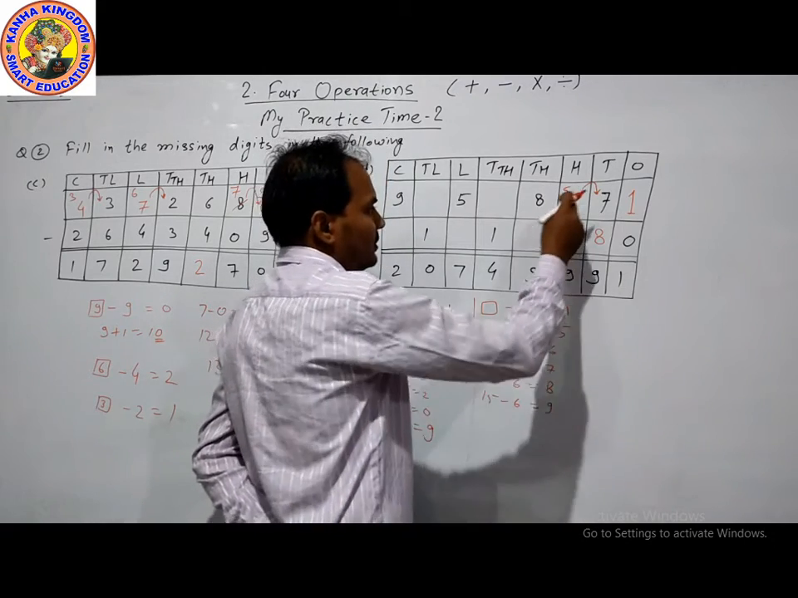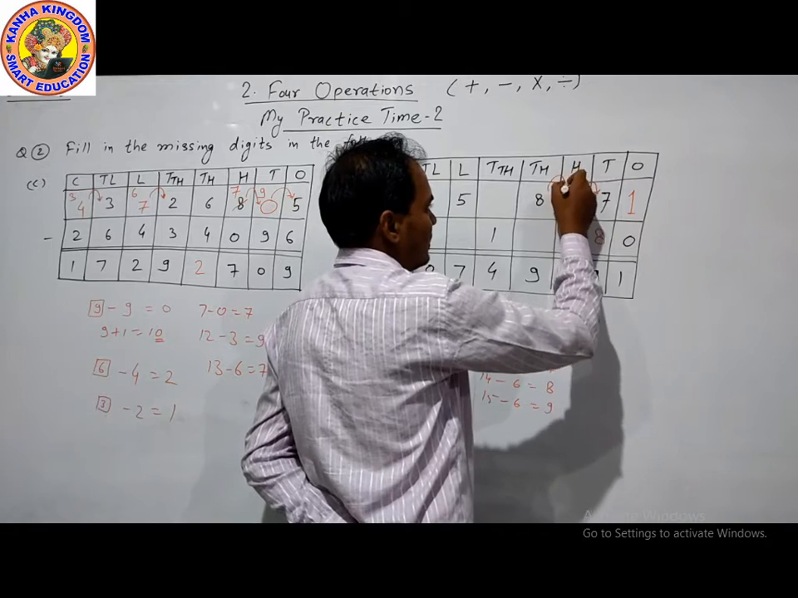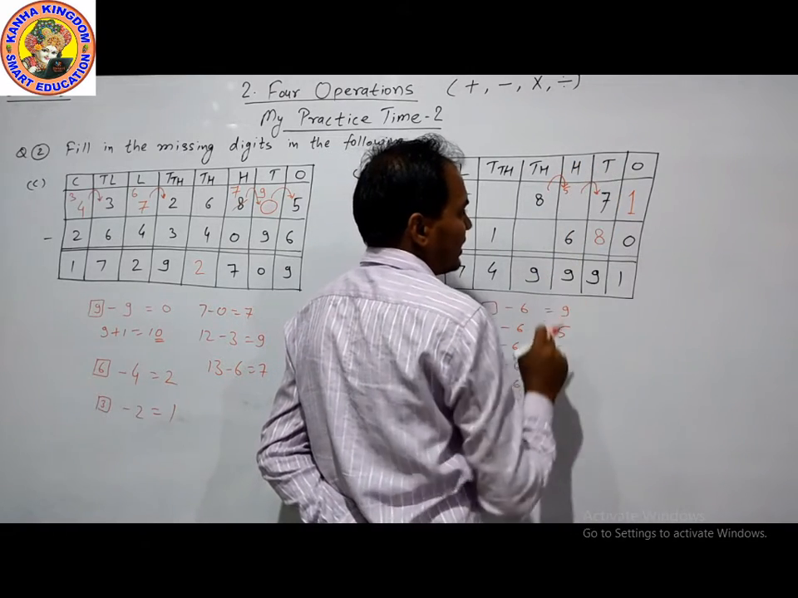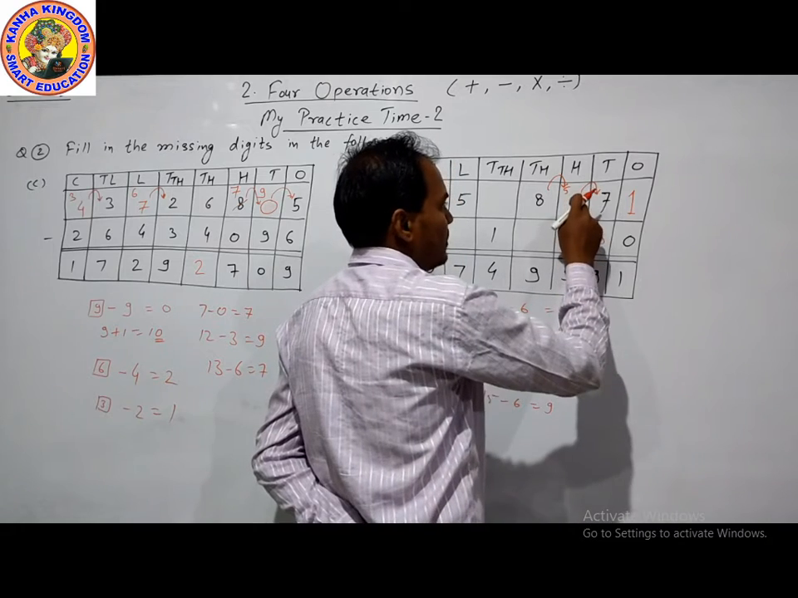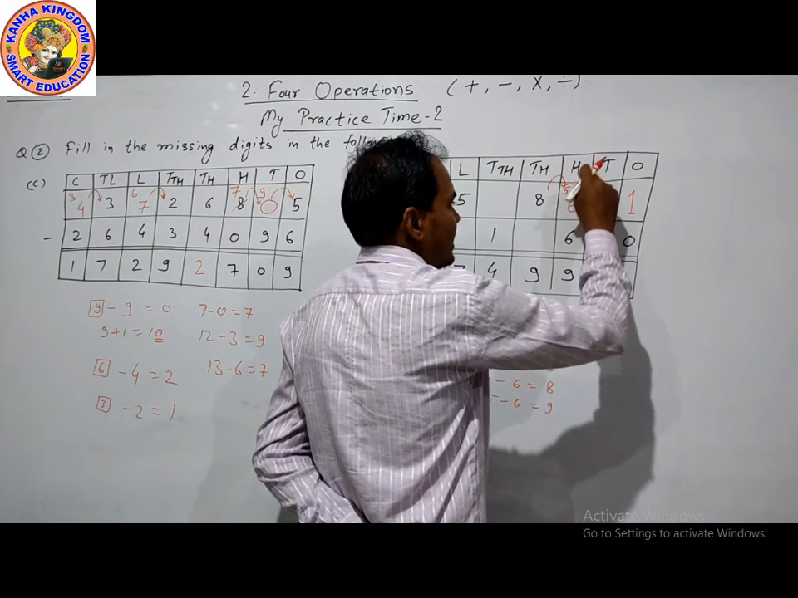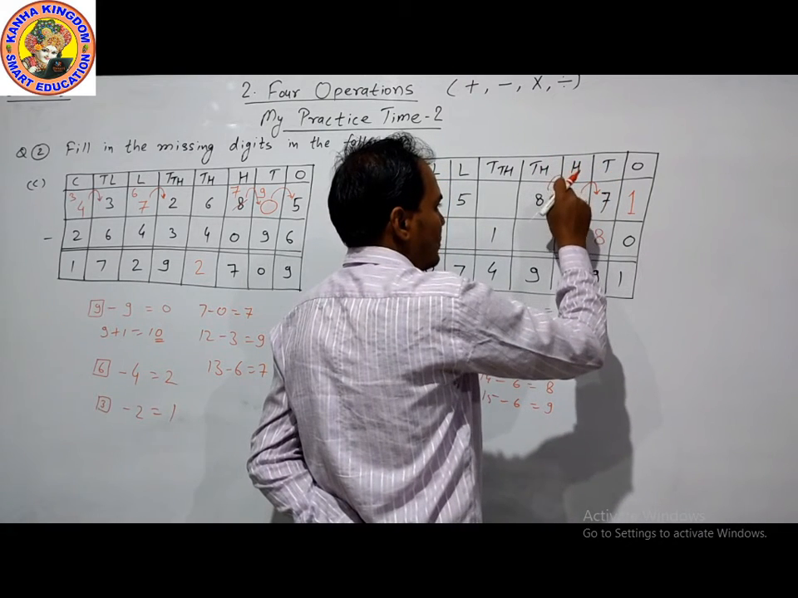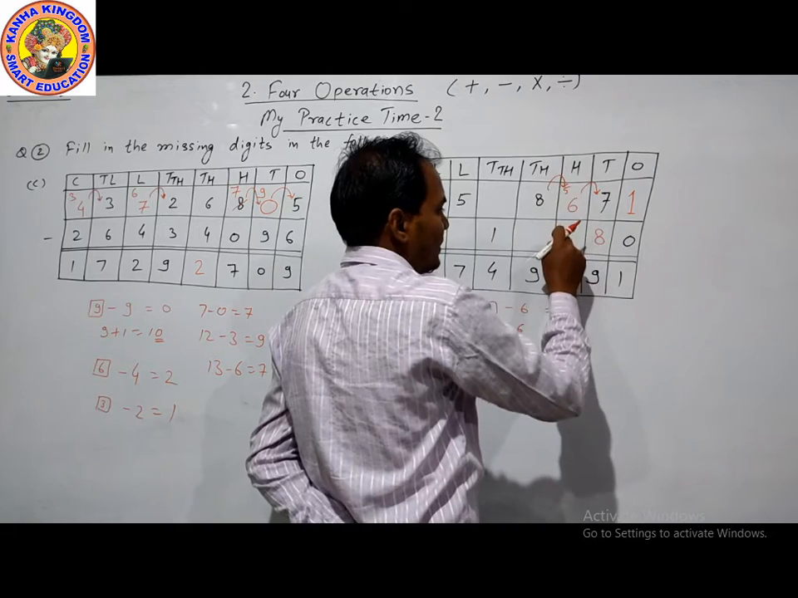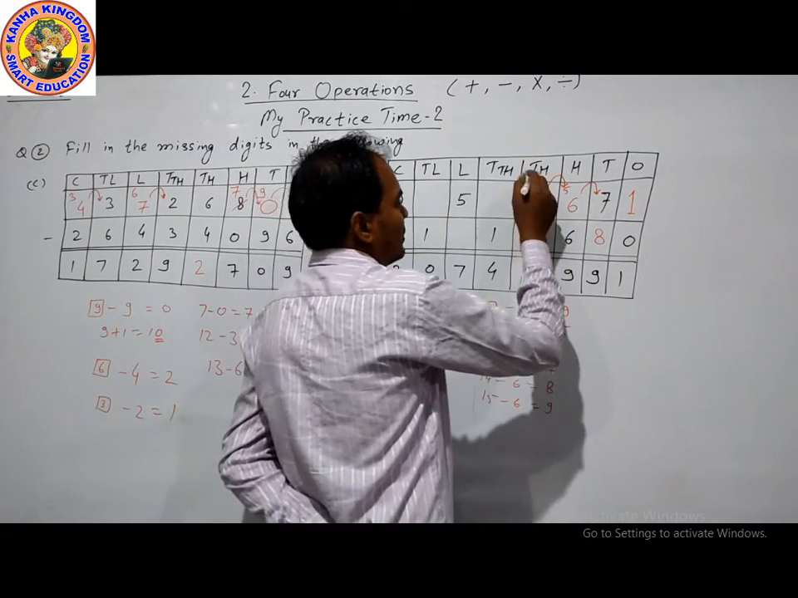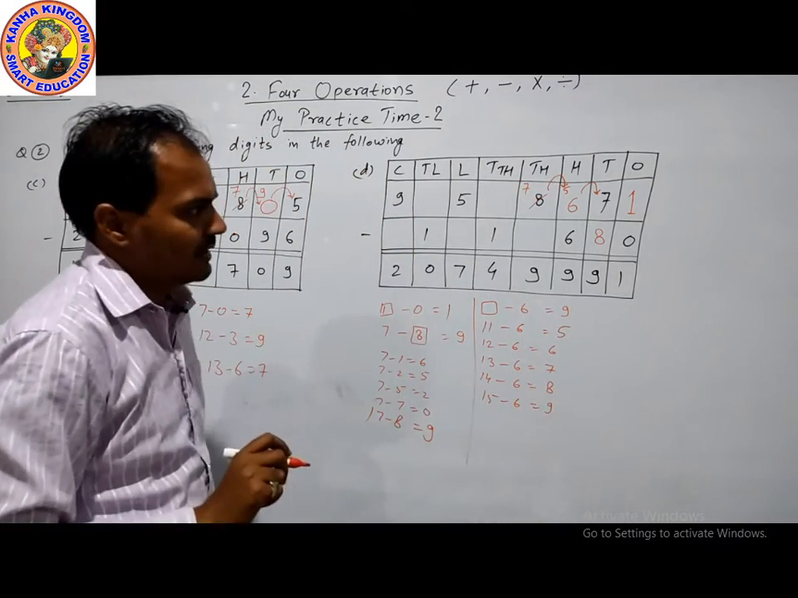But here the digit will be 5 after taking a borrow, but this digit has already given a borrow point, so here will be 6. The 6 giving a borrow point, this is 5. After taking a borrow point, this is 15. 15 minus 6 is equal to 9. This is correct. Now after giving a borrow point, this will be 7.